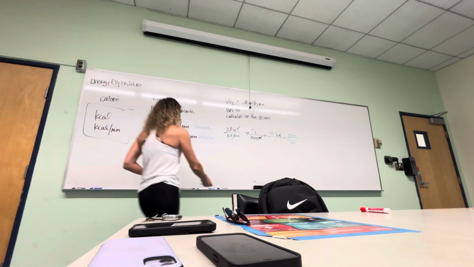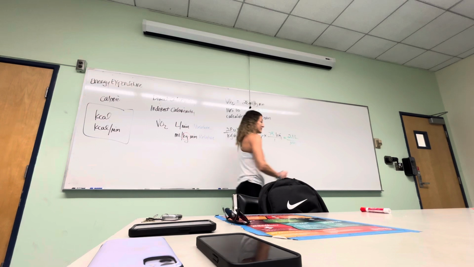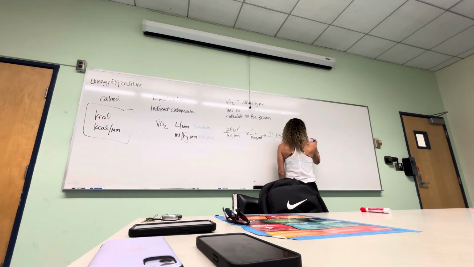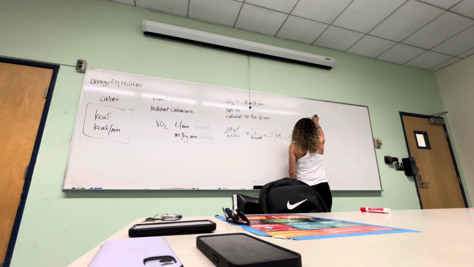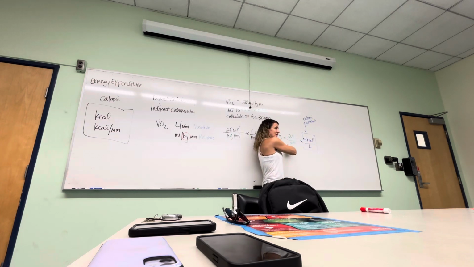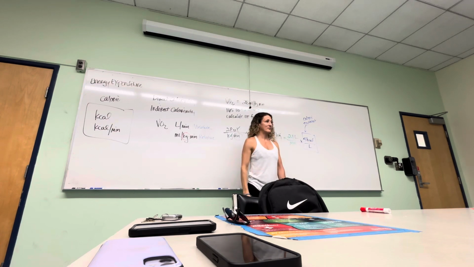Now, how do I convert this to energy expenditure? Multiply by 5. What's the unit on it? Per liter. What did we call this number? Caloric equivalent. You need to know that number. That is how we convert from oxygen consumption to energy expenditure.